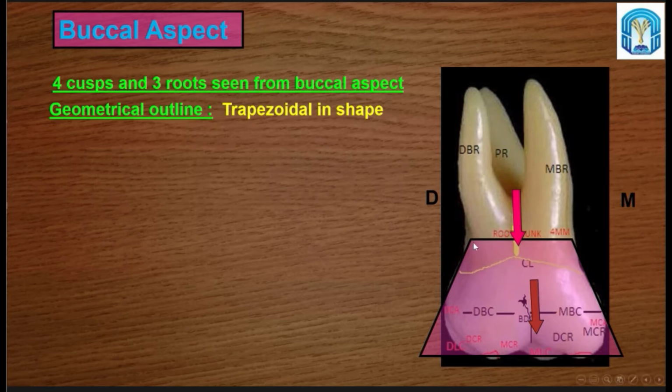You see, in the cervical area there is a small arm, and in the occlusal area there is a big arm. These two arms are parallel to each other, and there are two equal arms which are not parallel. This is on the mesial side and distal side. So the geometrical outline of the buccal side is trapezoid. The similar geometrical outline is present on the lingual side. Remember, what we have on the buccal, we have similarly on the lingual side.